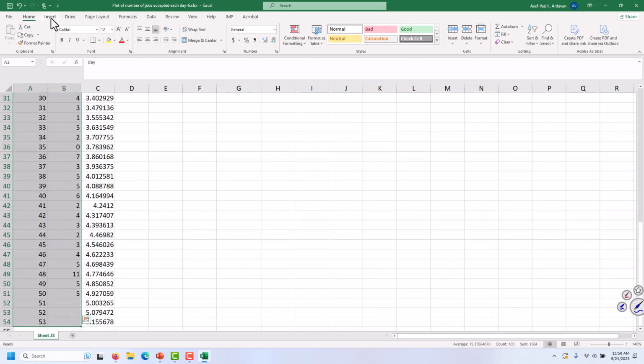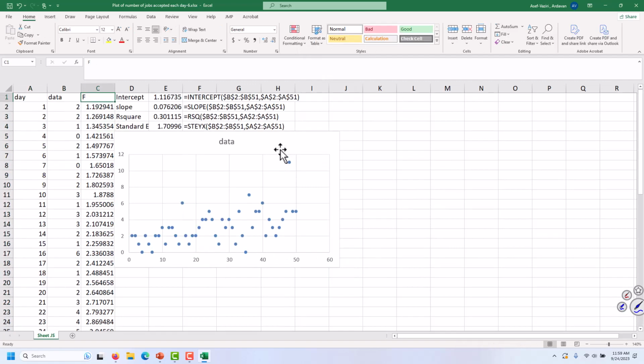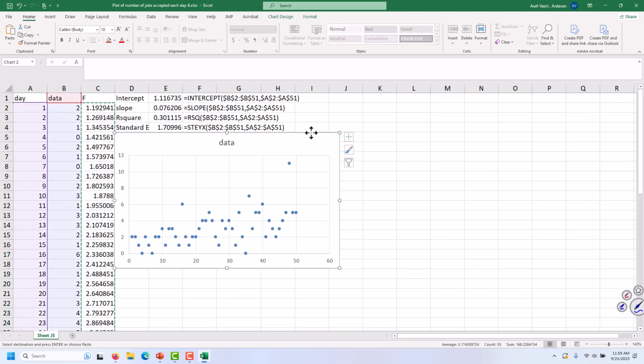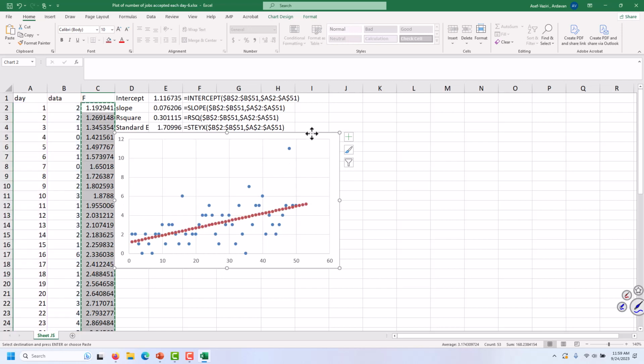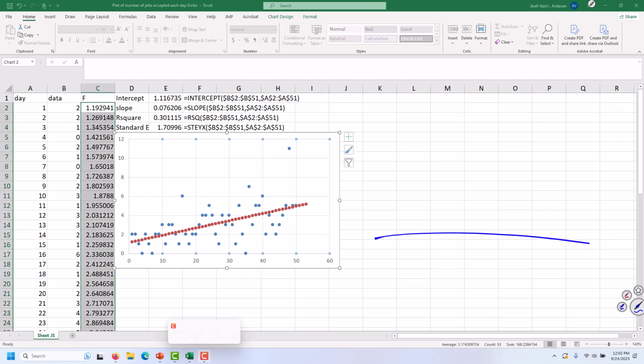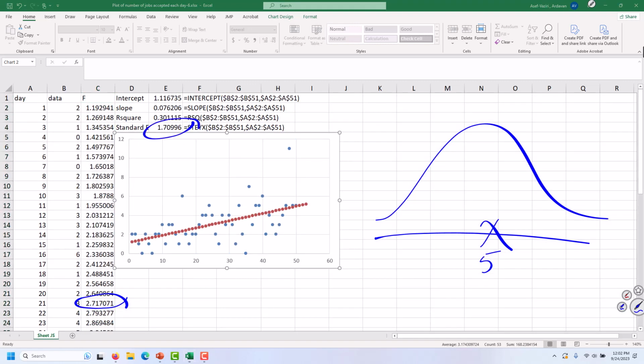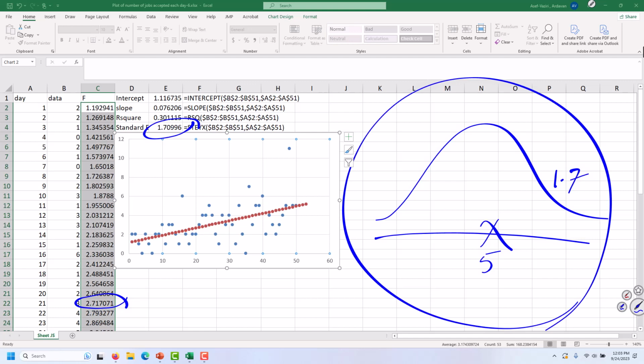Now I can come here, control shift down, insert scatter graph, and then I can come here, control shift down, copy, paste, and that is my regression line. Our forecast for next period follows a normal distribution. Its average is down here. For the next period, for period 51, the average is about 5. And the standard deviation is this much, 1.7. That is more information about the future.